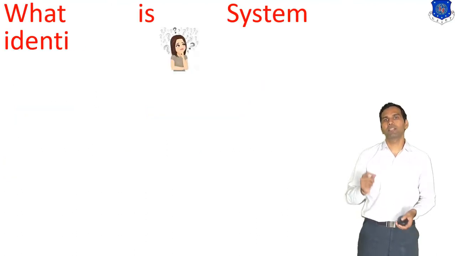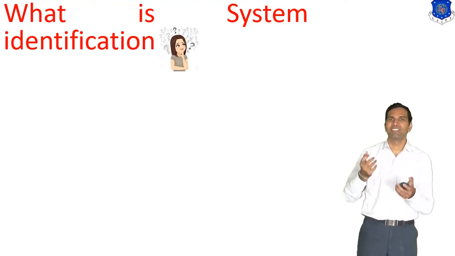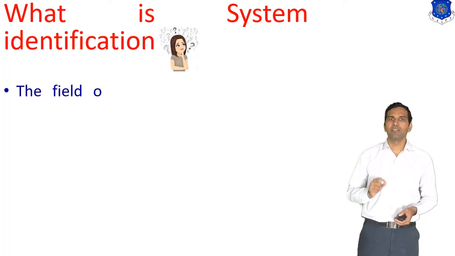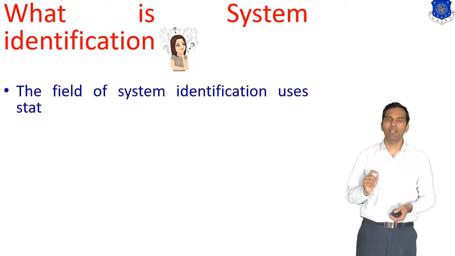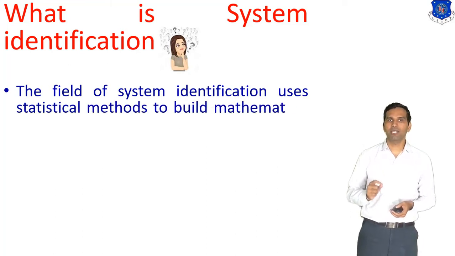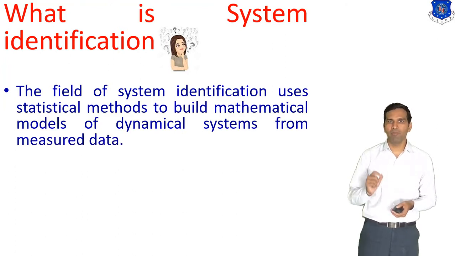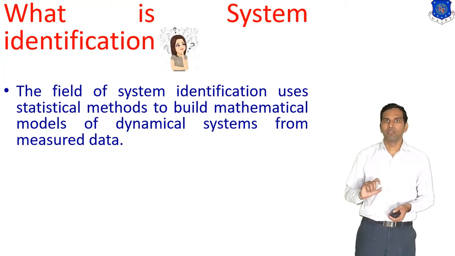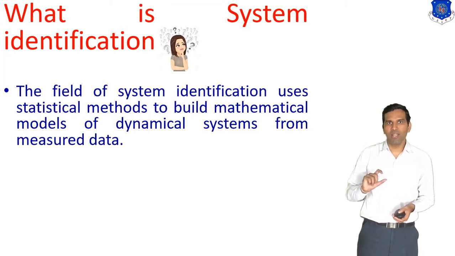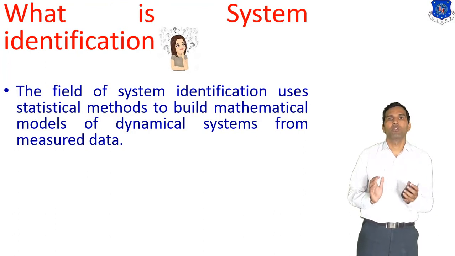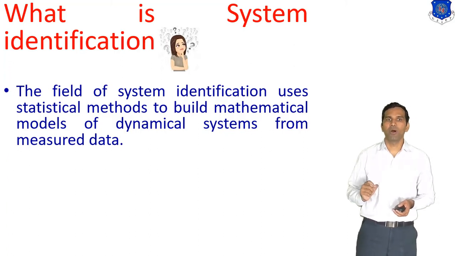So first, one question comes to our mind: what is system identification? So the answer is, the field of system identification uses statistical methods to build mathematical models of dynamical systems from measured data. So the definition is: the field of system identification uses statistical methods to build mathematical models of dynamical systems from measured data.